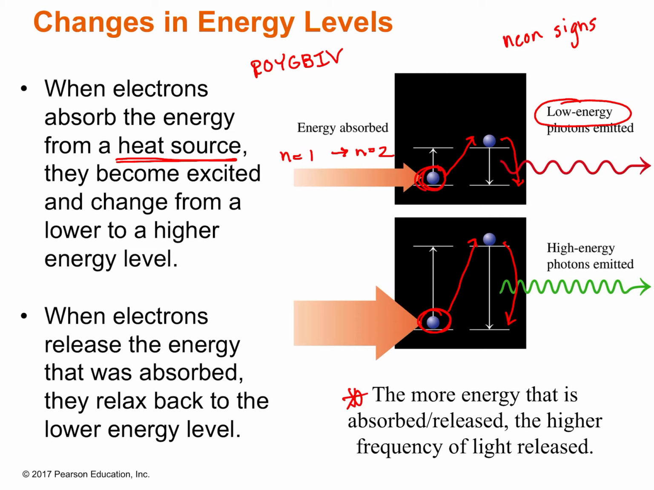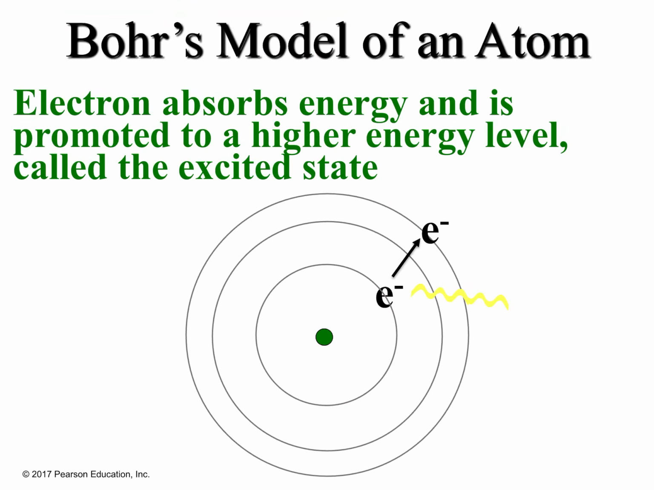So again, we have an electron. It's getting hit with some energy, and that electron gets promoted to a higher energy level. When that electron releases that energy and returns to the ground state, it's releasing that energy as colored light.